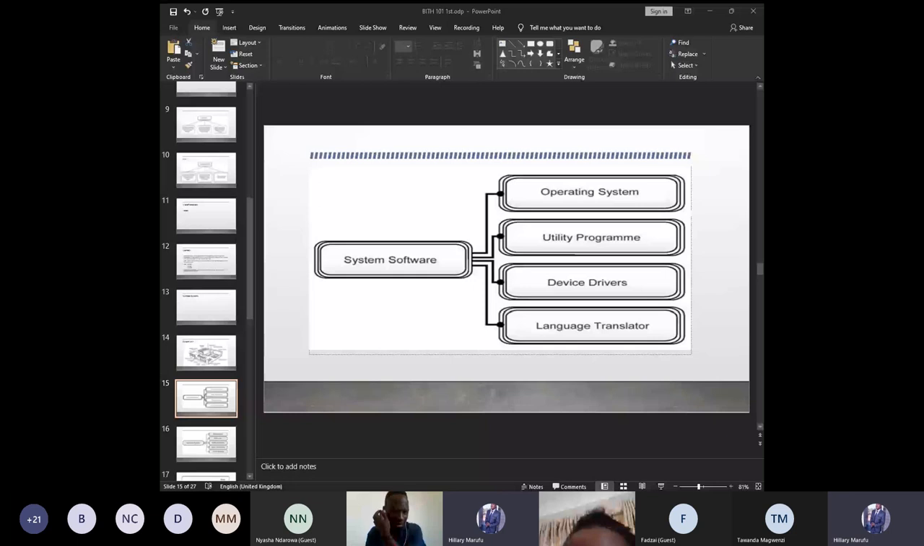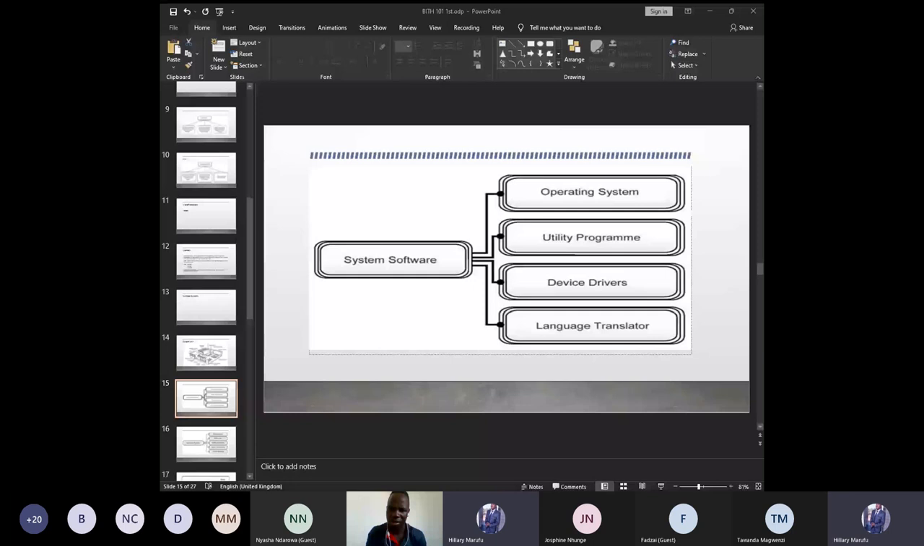If you go to your device manager, right click My Computer, you get properties. From properties, you get device manager, device drivers. From device drivers, you'll be able to see all the hardware that's there. Each and every hardware has got device drivers that link it with the operating system for it to be able to function properly. So last but not least, language translators.